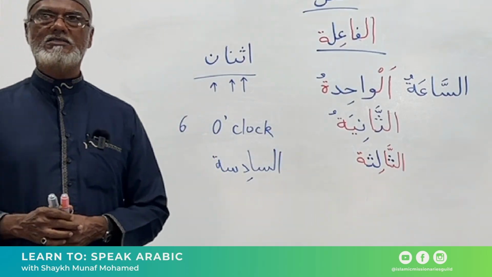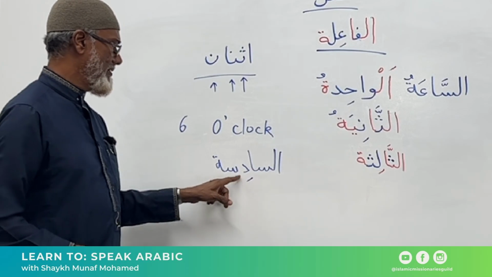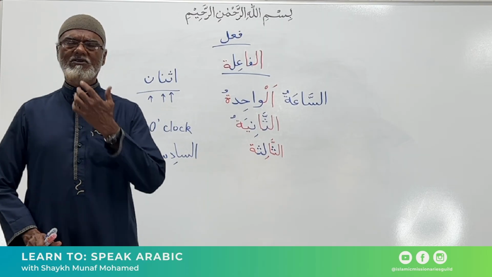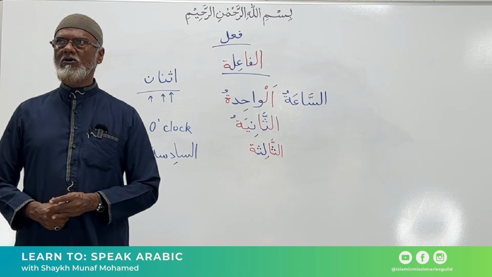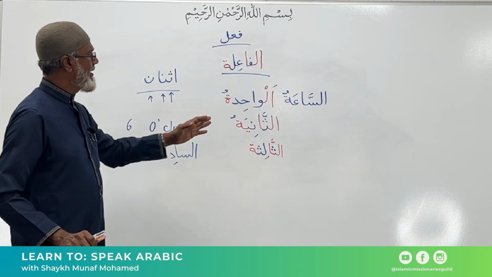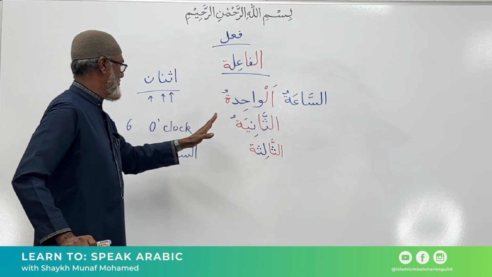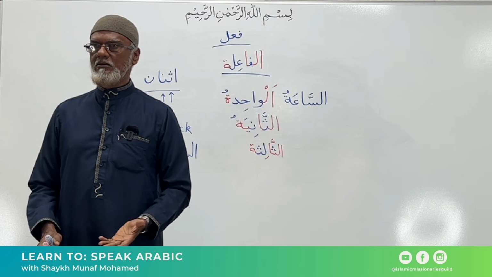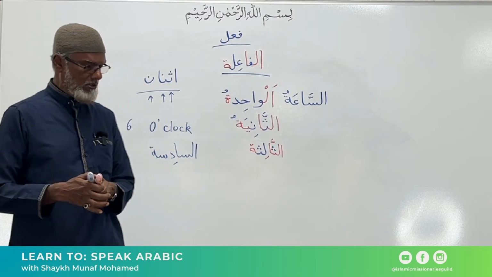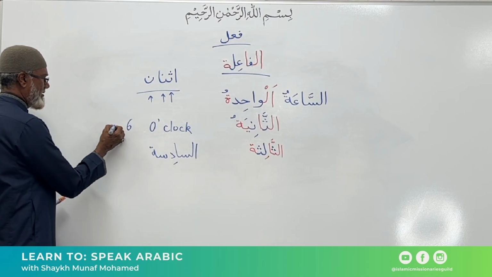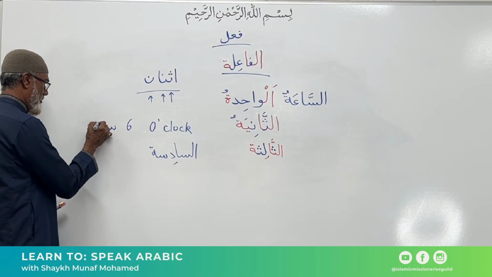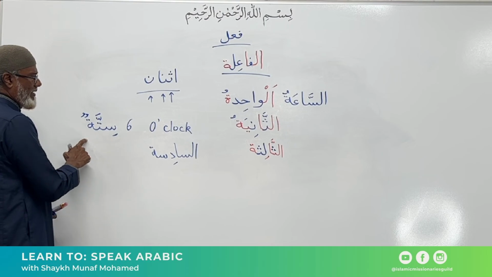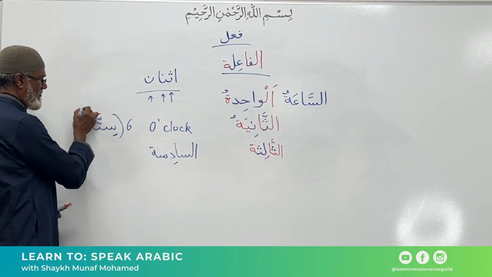As-sadisa. As-sa'atu as-sadisa. It's a dal and a sin. That's 6 o'clock. So some of them you will just have to learn off. It doesn't follow exactly the letters that they were in the actual number, like sitta. Sittatun is written like this, right? Sitta.